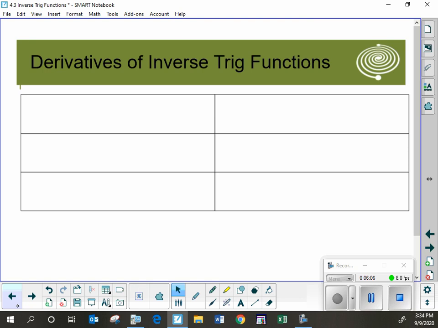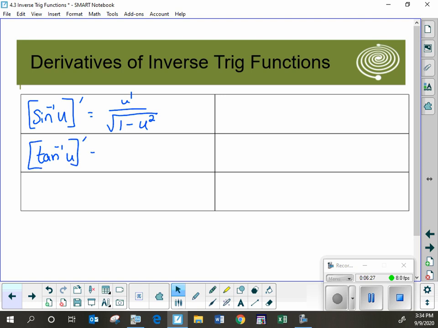Now, just a review of what those derivatives were. So the derivative of sine inverse was u prime over square root 1 minus u squared. Tan inverse of u, where u is some function probably of x, we get u prime over 1 plus u squared.